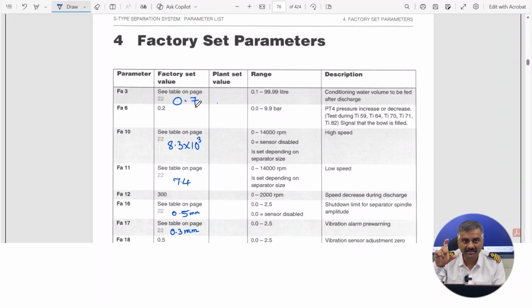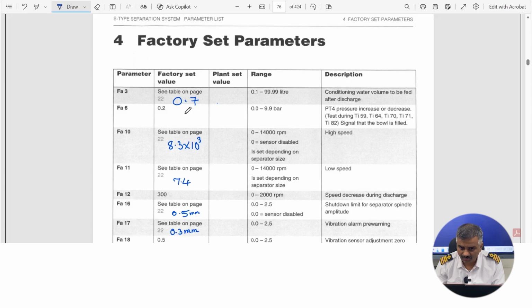So factory set parameters are the ones which decide what factors are judging the purifier and what all the values of the purifier settings are going to be. Why are these factory set parameters important? Because they are set by the maker, on the basis of which your process parameters will be decided and the purifier will be functioning.